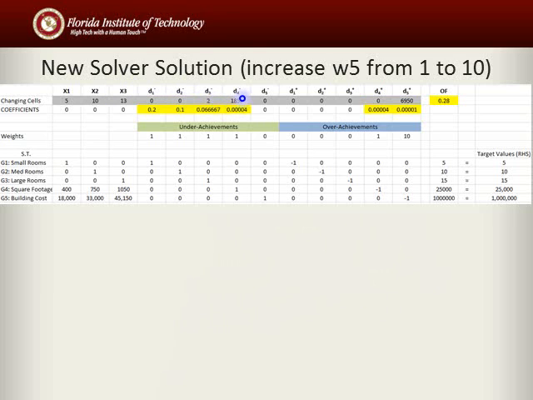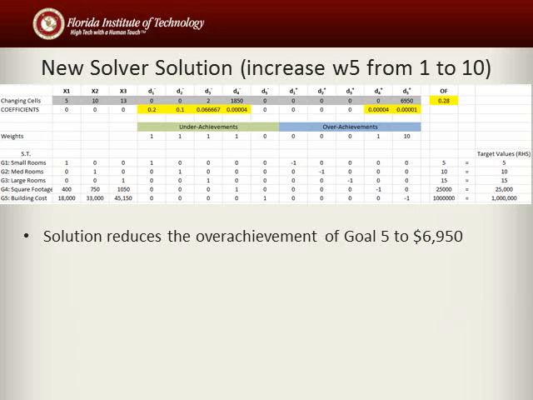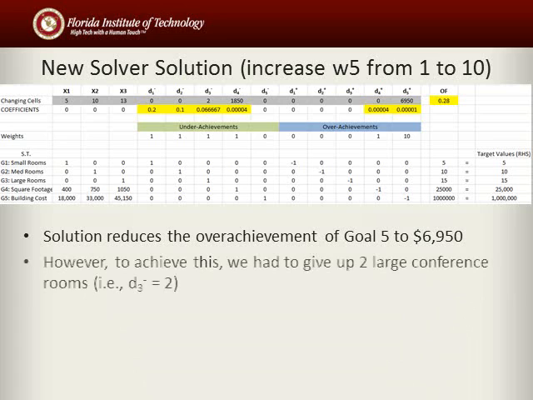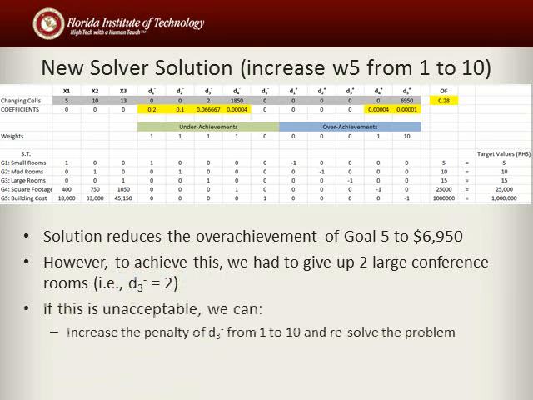We can see that we deviated from goal number 4 by 1850, and an interesting factor here is that we went over budget, but not quite as high. If you remember the previous solution, we went over budget by almost $100,000. Here, we reduced the overachievement of this goal to close to $7,000, so that's significant. However, this came at a price. We have to give up 2 large conference rooms in order to do that. So that's why we see that d sub 3 minus value equals 2. If this is okay, then we can go ahead with this solution.